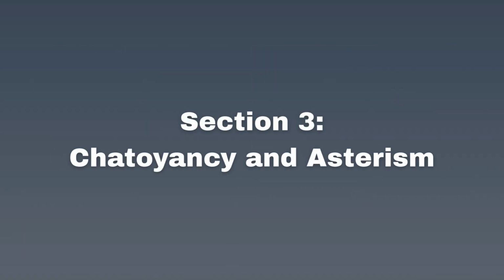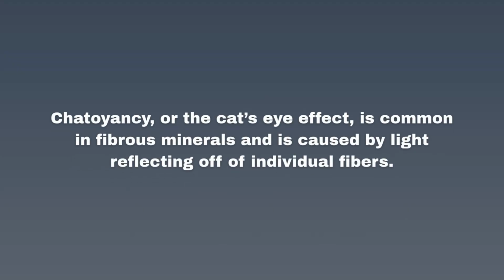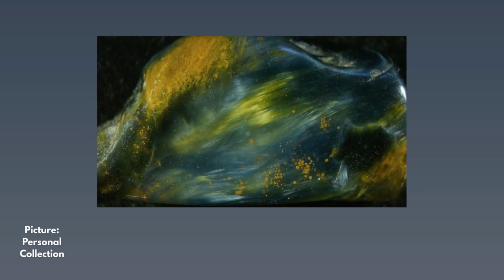Section 3. Chatoyancy and Asterism. Chatoyancy, or the cat's eye effect, is common in fibrous minerals and is caused by light reflecting off of individual fibers. This is petersite, which is formed from crocidolite that has become silicified. So those little fibers in there give it that reflection that's chatoyancy.